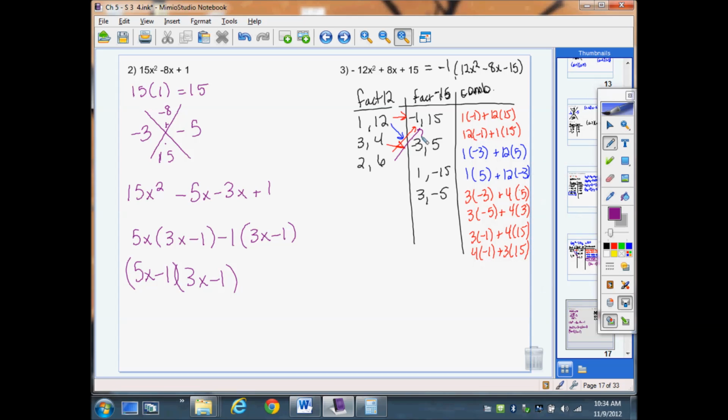All right, let's try these. 2 times negative 1 plus 6 times 15. No. How about 2 times 15 plus 6 times negative 1? No. 2 times negative 3 plus 6 times 5. 2 times 5 plus 6 times negative 3. Aha! Finally! That'll give me a negative 8. So, my factored form is going to be 2x minus 3 times 6x plus 5.